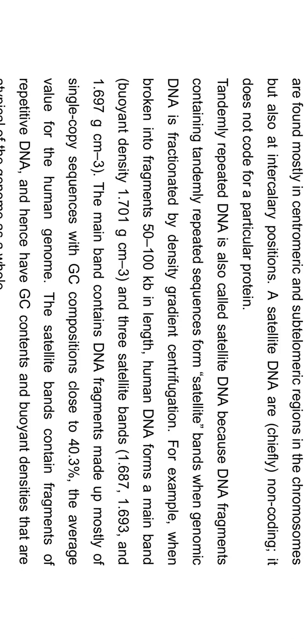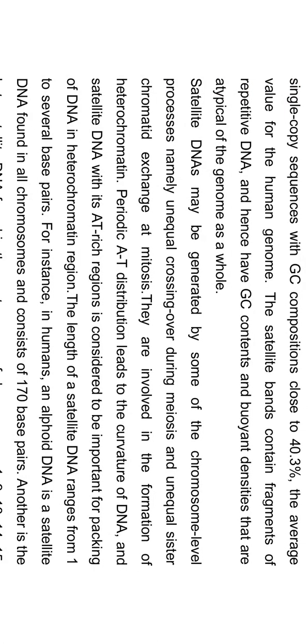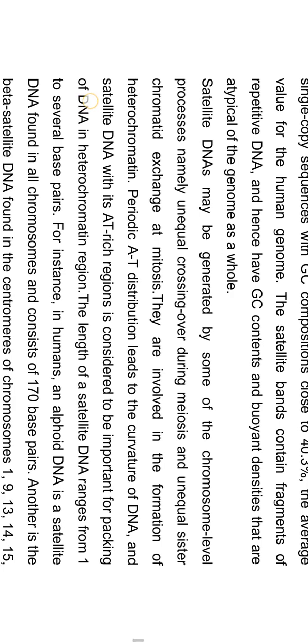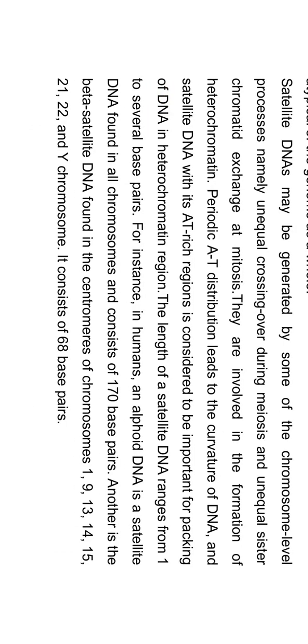The average value for the human genome, the satellite bands contain fragments of repetitive DNA and hence have GC contents and band densities that are atypical of the genome as a whole. So satellite DNA may be generated by some chromosome-level processes, namely unequal crossing over during meiosis and unequal sister chromatid exchange at mitosis. They are involved in the formation of heterochromatin.